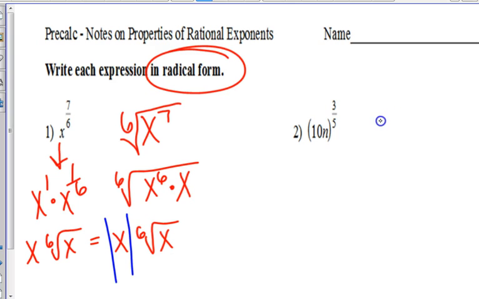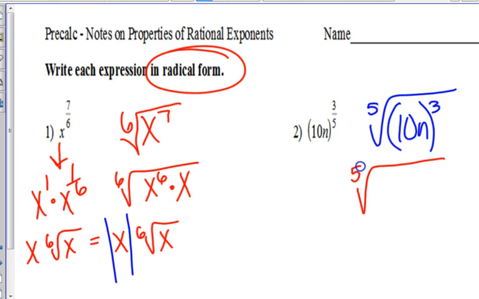If I write this out, the 5 goes where? So I have the fifth root of 10n to the third. Okay. I would like us to talk about what that means. It means the fifth root of, what's 10 to the third? 10 times 10 times 10, which would be 1,000. And then what else? N to the third. Okay.